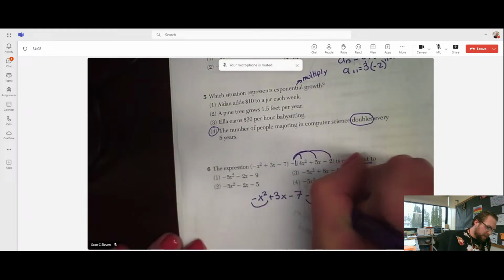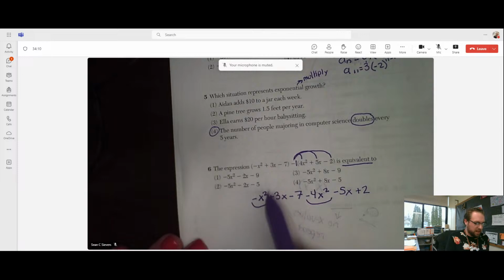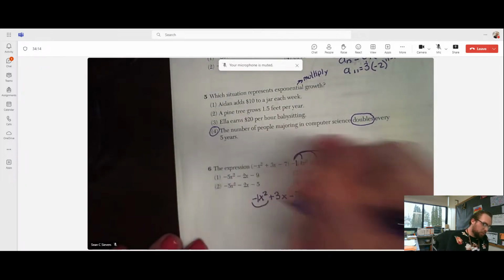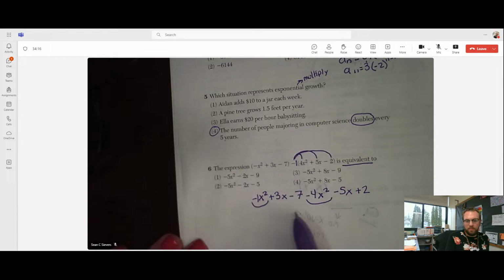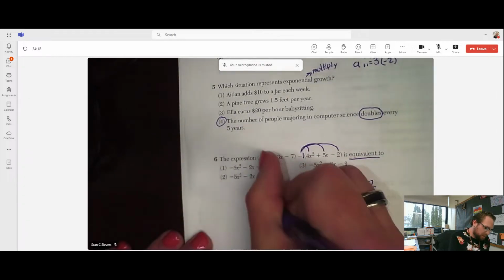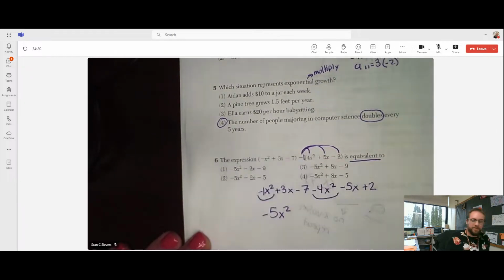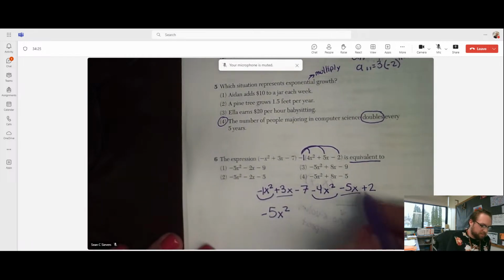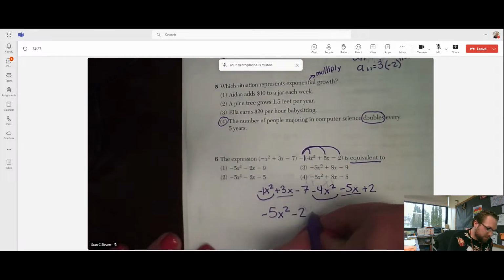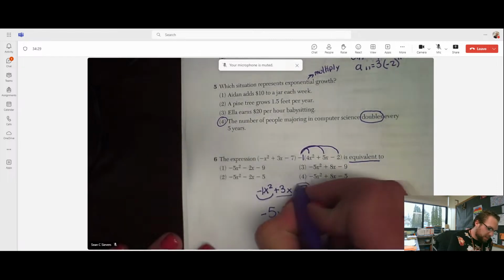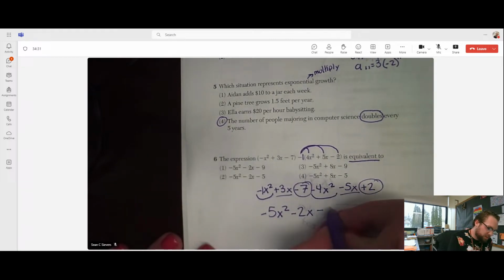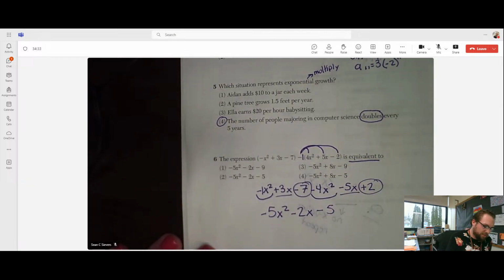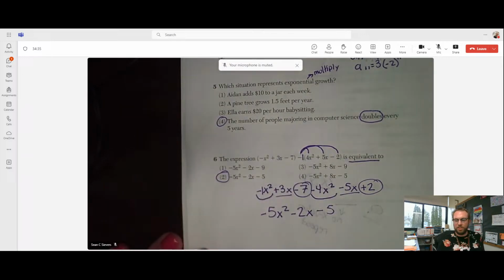So I have my x squareds. So negative x squared minus 4x squared. This is really a negative 1. So negative 1 minus 4 gives us negative 5x squared. And then I have 3x minus 5x, so minus 2x. And then negative 7 plus 2, which is negative 5. So answer choice number 2.